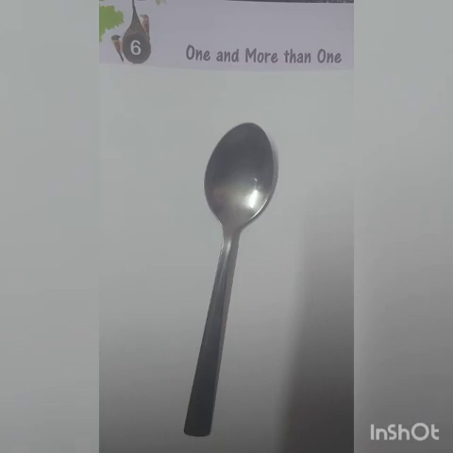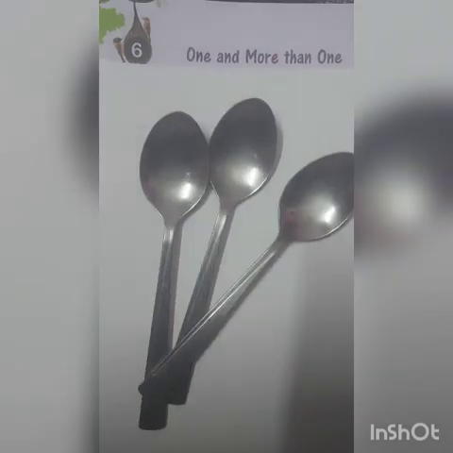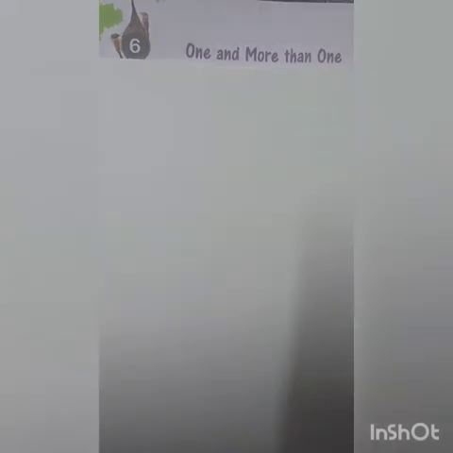Similarly, this is one spoon. And these are more than one spoons. Okay, so how many are there? There are 3 spoons. Now children, to show that there are many things, what do we do? We add S or ES to the naming words.